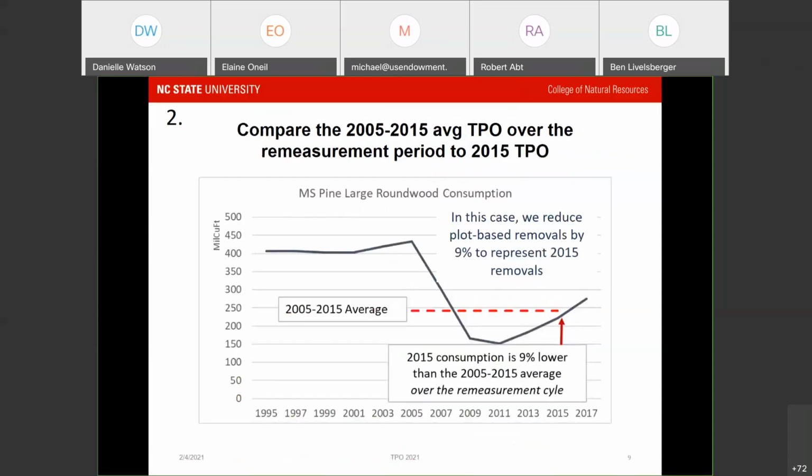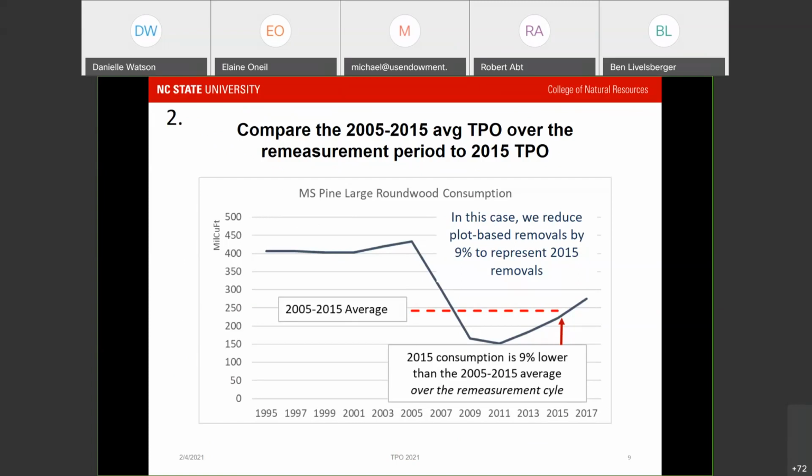And so here's the concept behind it. If you look at the TPO data, this would be Mississippi pine large roundwood consumption. And as other folks have mentioned, if I'm trying to link these things together, I can link veneer and saw timber into a large category, and I can link pulpwood and other industrial into a small roundwood category, because the TPO definitions don't necessarily line up with the way the mills look at the data. So I tend to group it that way.